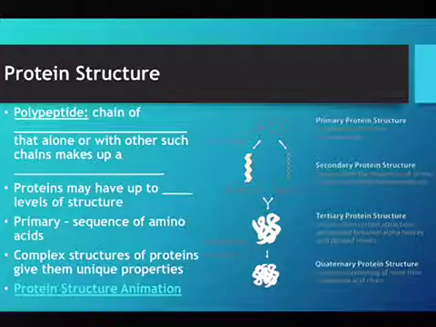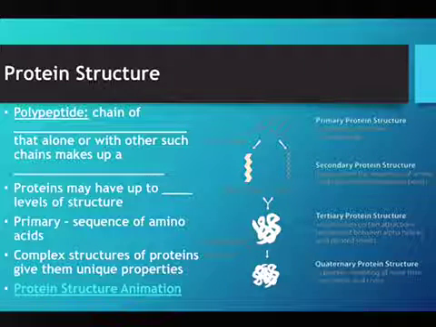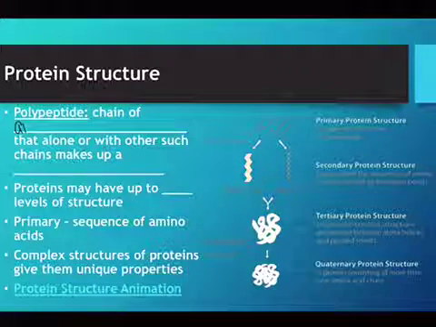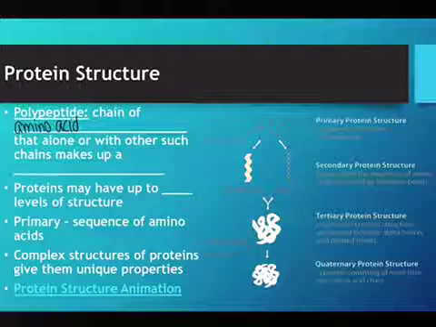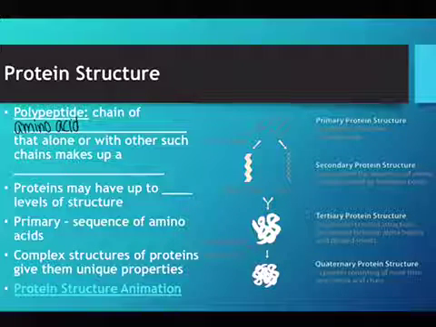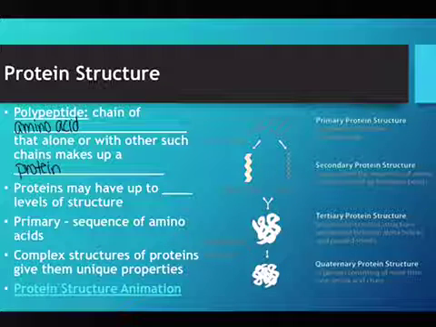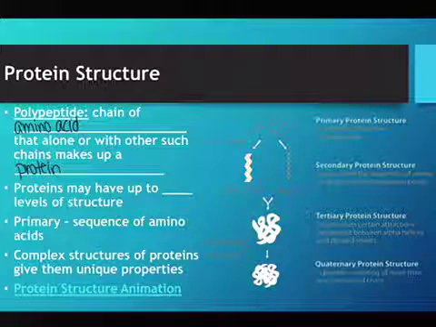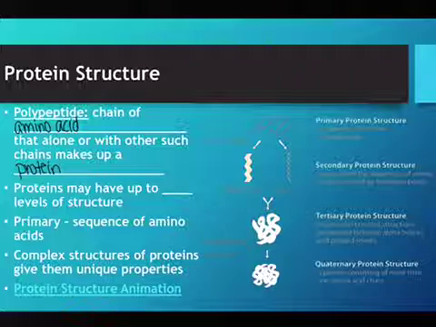And so protein structure is actually pretty complex, but the basic structure, or the first level, is the polypeptide. And this is a chain of amino acids that can be alone or with other such chains, and they make up a protein. So when I think of a polypeptide, I think back to elementary school when you'd put colored noodles on a string for your mom for Mother's Day and make a necklace. So the colored noodles would each represent a single amino acid.